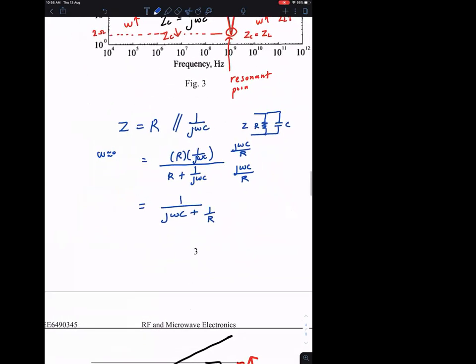Okay, this makes more sense because when omega is approximately 0, Z is R, right? As omega becomes larger, j omega C is going to be getting very, very much bigger than 1 over R.